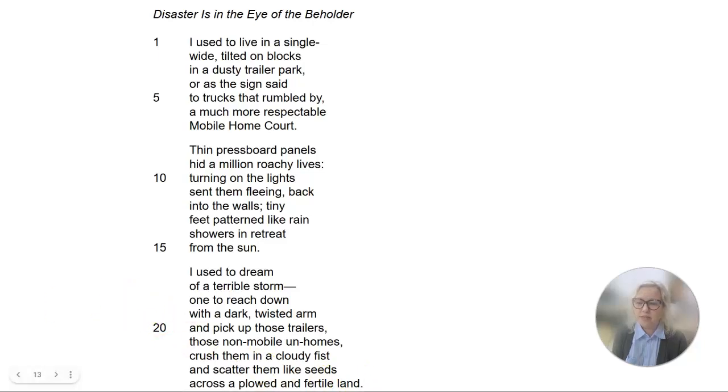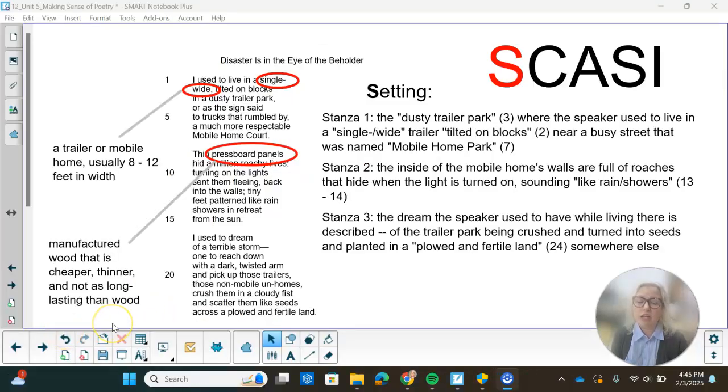All right, let's take care of any words we maybe don't understand immediately, and then also do some SCSI. Single wide, what is a single wide? It's a type of trailer home or mobile home, usually 8 to 12 feet in width. Trailers are usually described as either single or double. So single is half the size of a double wide. Pressboard panels are maybe also something that you're not familiar with. These are manufactured wood that's cheaper, thinner, and not as long-lasting as wood.